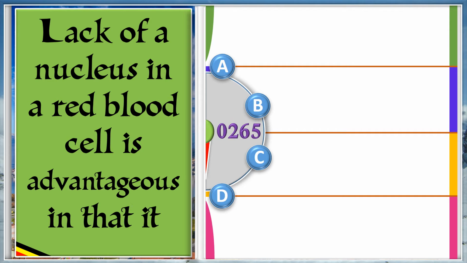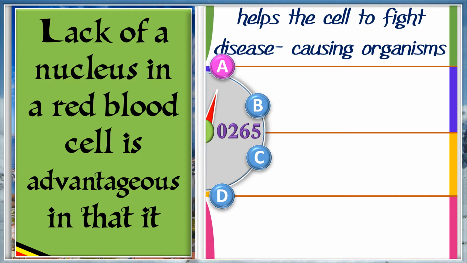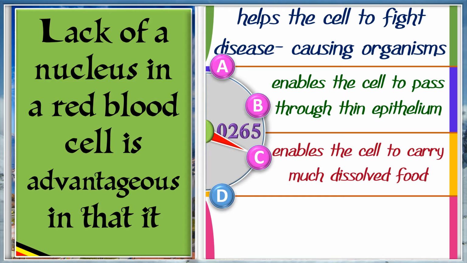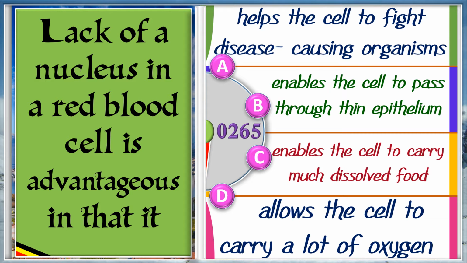Lack of a nucleus in a red blood cell is advantageous in that it: A. Helps the cell to fight disease-causing organisms. B. Enables the cell to pass through thin epithelium. C. Enables the cell to carry much dissolved food. D. Allows the cell to carry a lot of oxygen. And the answer is D. Allows the cell to carry a lot of oxygen.